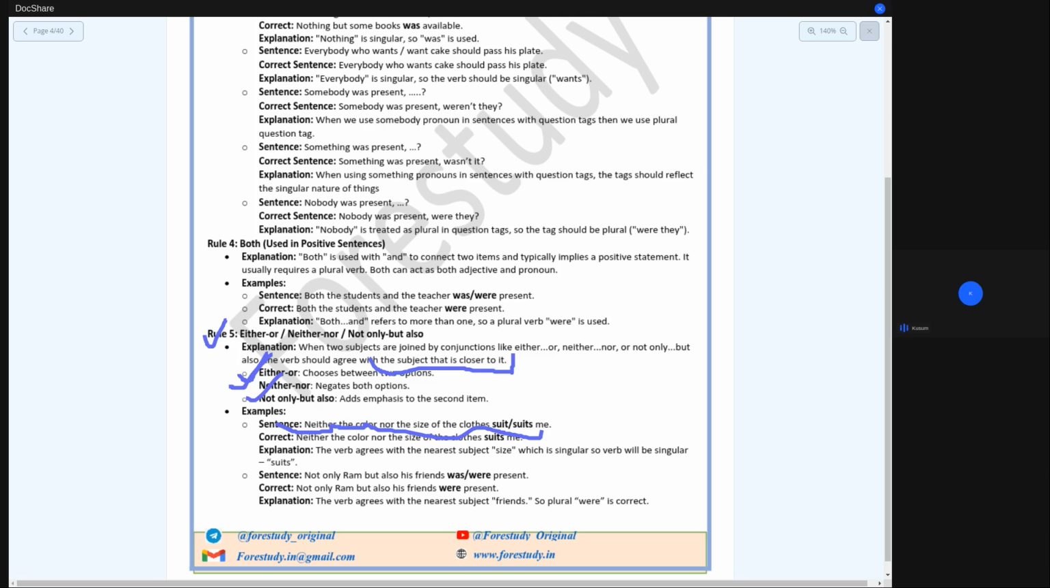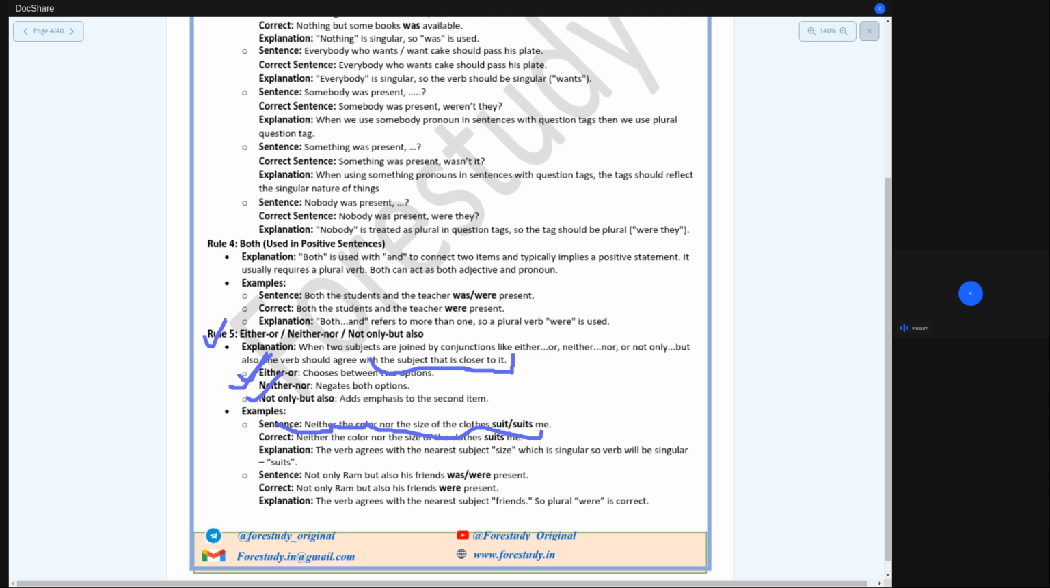Neither the color nor the size of the clothes. Why? Because it is highlighting size, our closest one, and size will go with this. Size is the subject closer to the verb. Size is singular, so the verb "suits" is also singular.